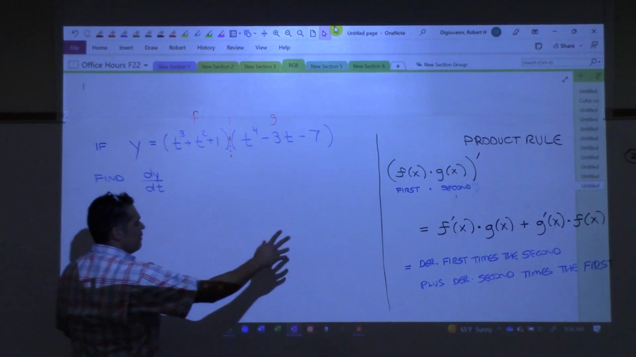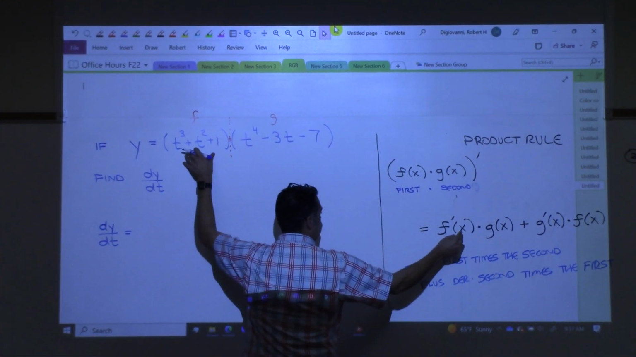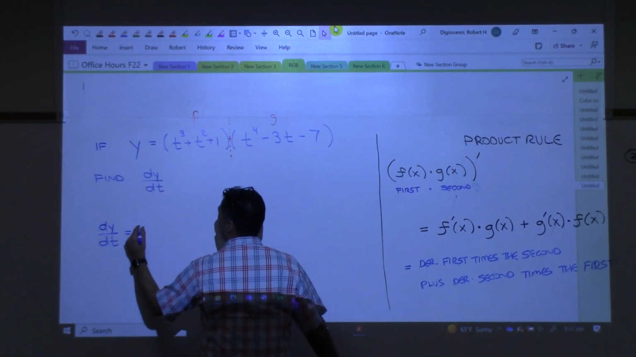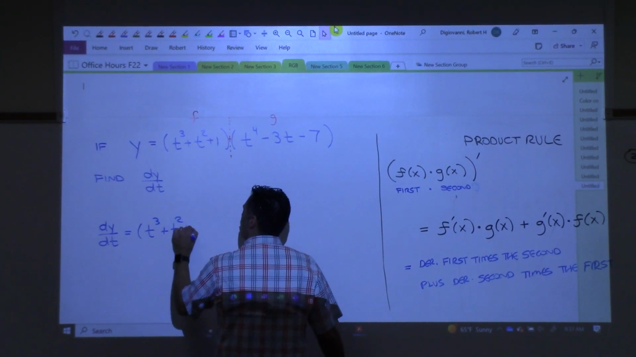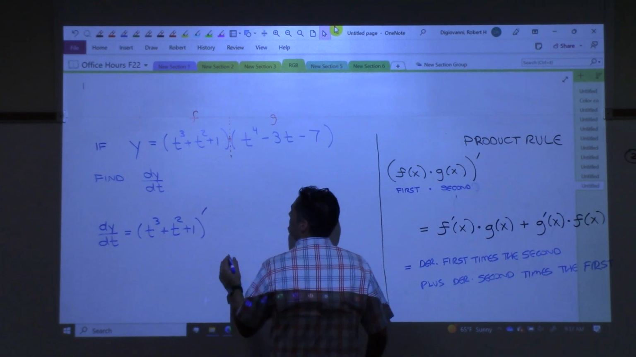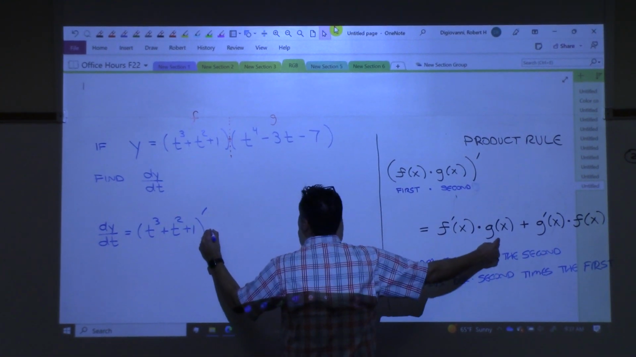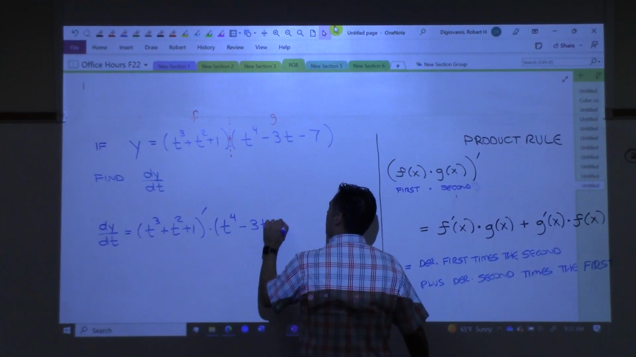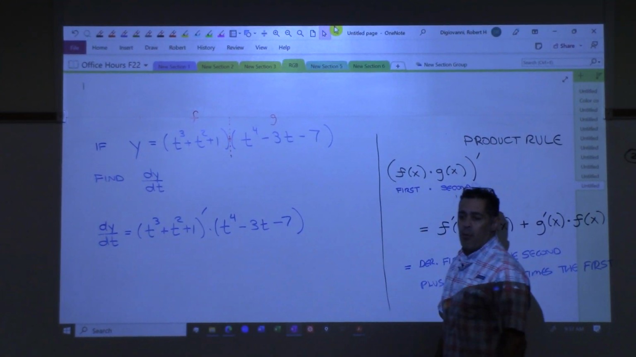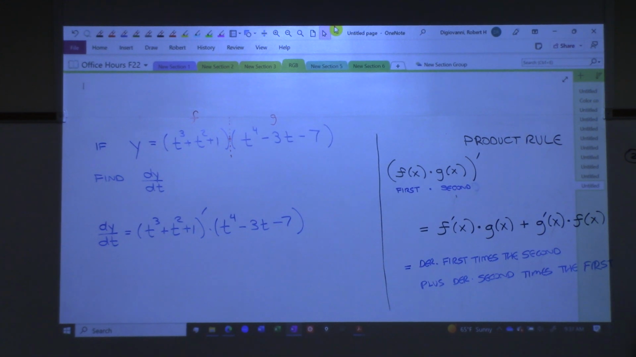Okay, so let me write the formula down. This is the f function. I want the derivative of that first, so I'm not going to take derivative yet. I'm just going to write it down, prime. Okay, times now the second function, t to the fourth minus 3t minus 7. Okay, we're halfway done with the product rule, writing it down. We've got this and this written down, right?